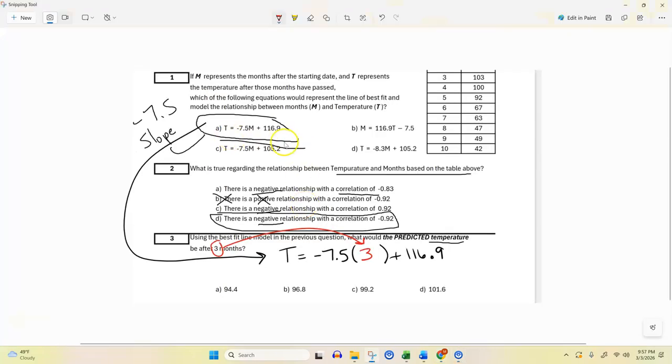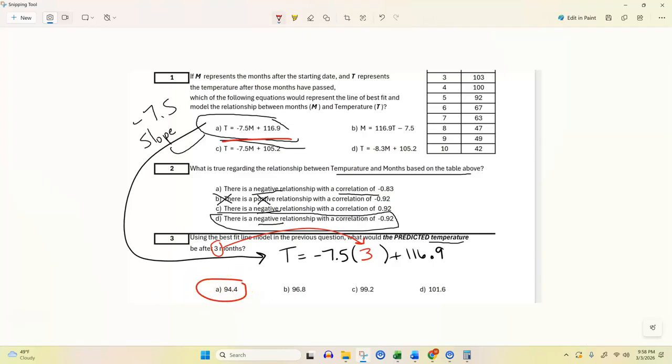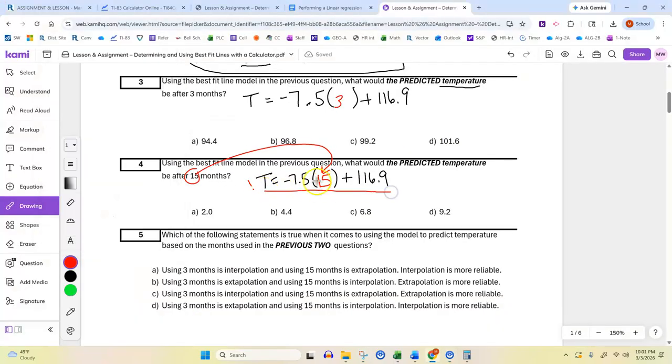When we use this equation up here, I've written it down here so you can see it. And instead of the M for months, I put in what the 3 months is. So that goes right there. We multiply it out, and when we do it, we get the following answer. I got negative 7.5 times 3 plus that, and I got 94.4. So that's going to be answer A. Okay, so this one I'm still using the same function, but now I'm going to be plugging in 15 here, and the answer I get is going to be 4.4.